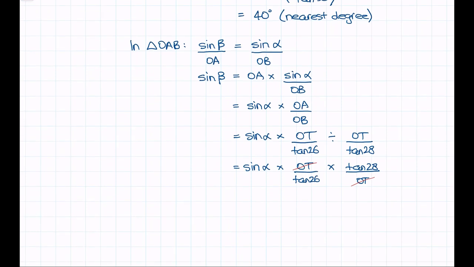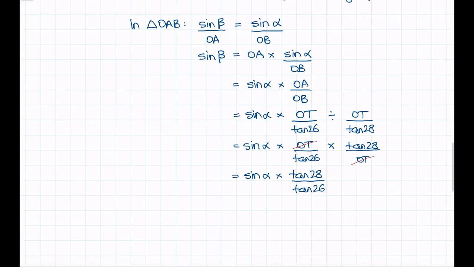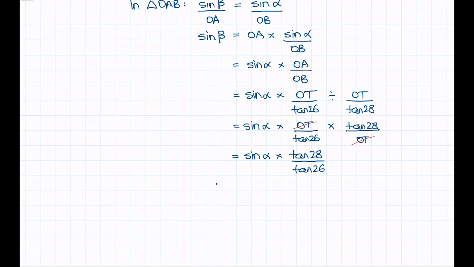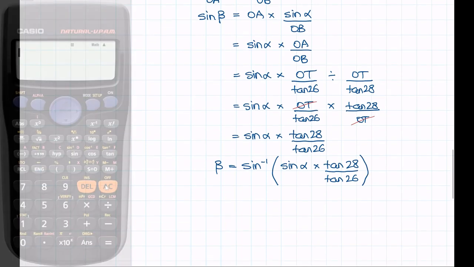And so we have the sine of beta equals the sine of alpha times tan 28 over tan 26. And again, because we want beta, we can say beta is equal to the inverse sine of all of that. So the inverse sine of sine alpha times tan 28 over tan 26. And at this point, we can put this into our calculator to get our value for beta.